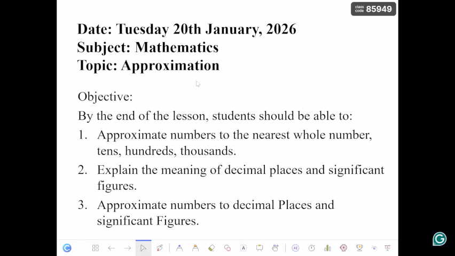And today we continue with the topic we started yesterday, which is approximation. Our objective for today is to round up what we did yesterday. We'll start with the first objective, which is to approximate numbers to the nearest whole number, to the nearest 10, to the nearest 100, and to the nearest 1000. Then we are going to look at how to approximate numbers to decimal places and significant figures. Before we do that, you need to know the meaning of decimal place and the meaning of significant figure. So let's go straight to the lesson.